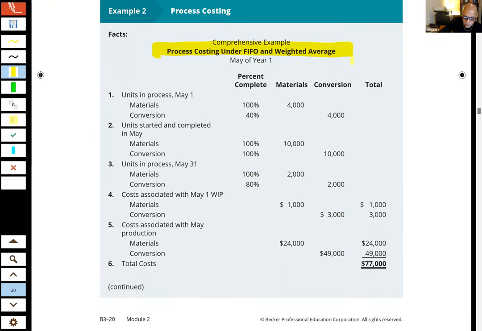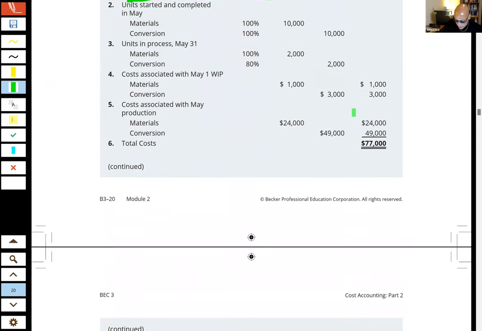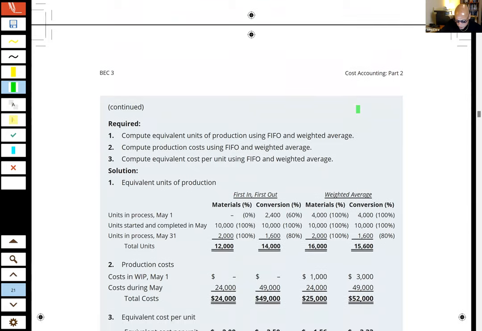Let's just focus for a second on what they tell us about the units in process at the beginning. For materials, it is 100% complete. For conversion cost, it's 40% complete, okay? And then they tell us the number of units, okay? Now you come over and let's just look at the weighted average. Let's just look at the solution.